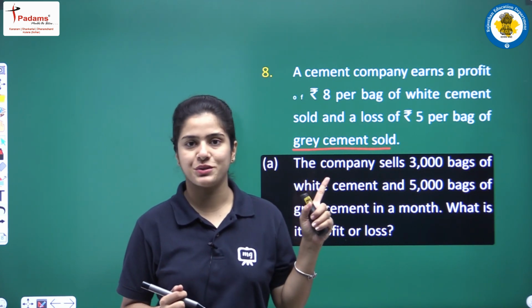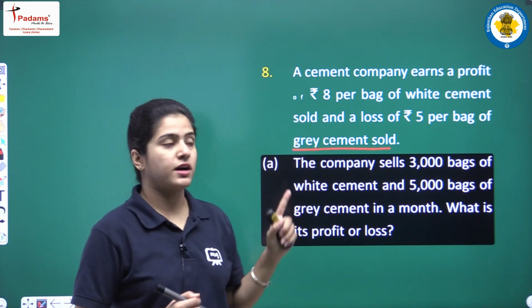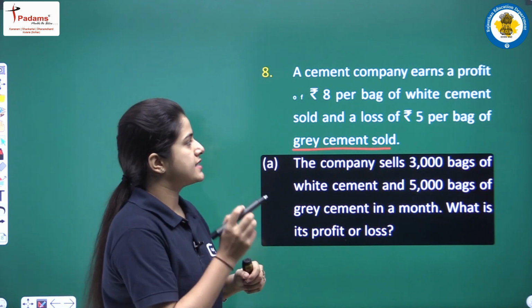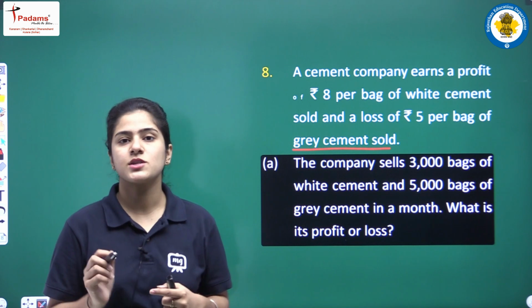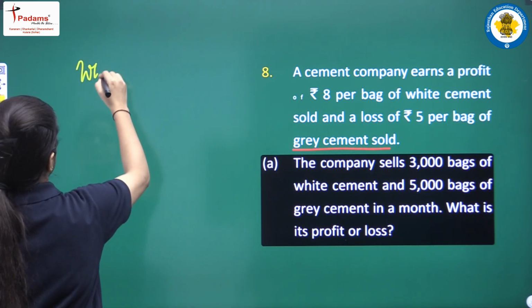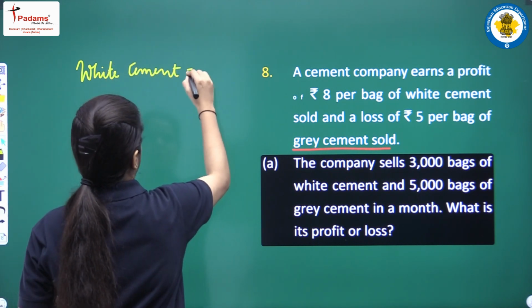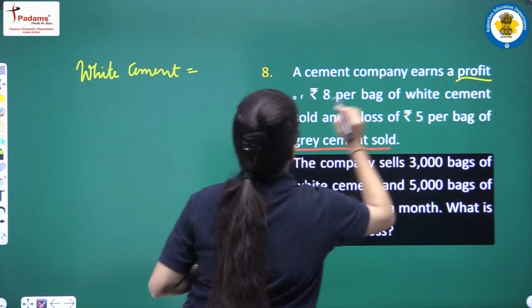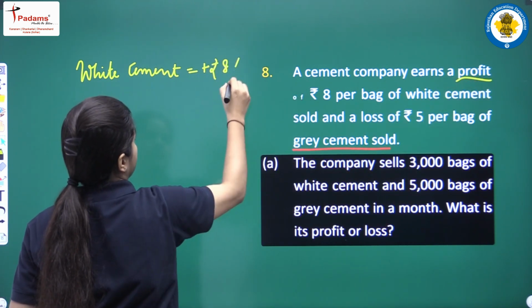This is mentioned over here. Okay. That a cement company earns a profit of 8 rupees per bag of white cement sold and a loss of ₹5 per bag of grey cement sold. Okay. So basically firstly we'll write for white cement profit. Profit means plus 8 rupees per bag.